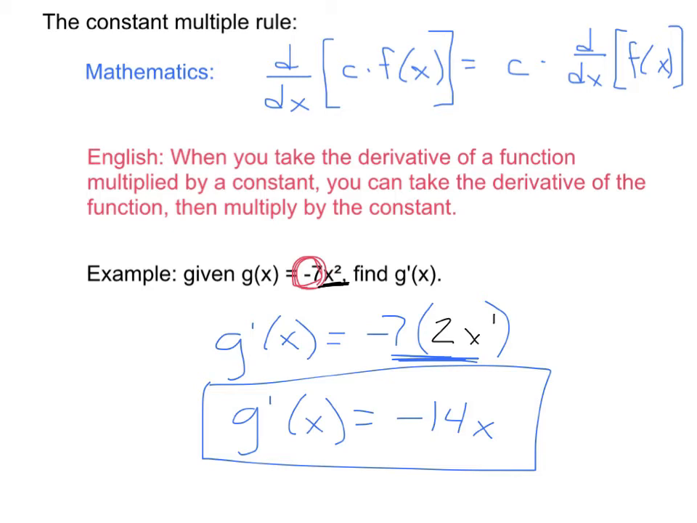Now, not only can I do x raised to any power, but if it's multiplied by a constant, huge point, if it's multiplied by a constant, we can take the derivative. We just set the constant aside, do the derivative, and then multiply it back in.